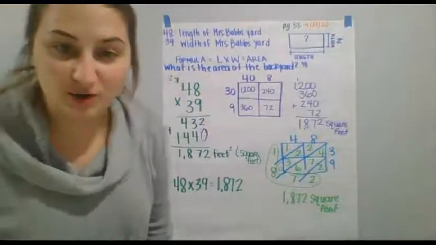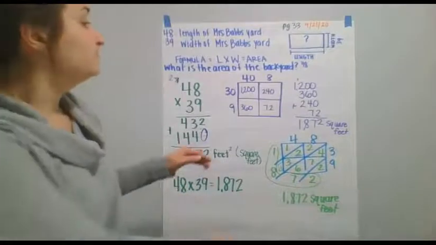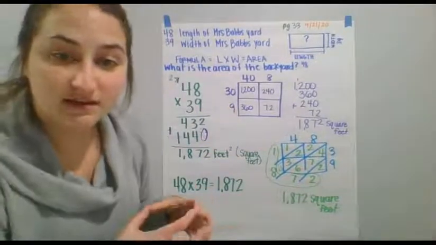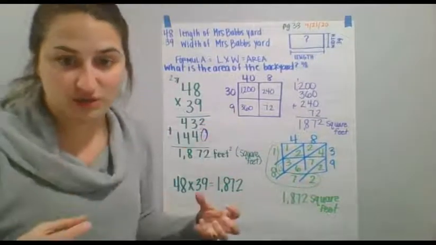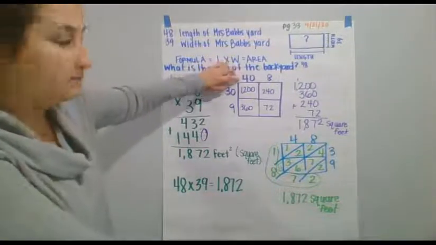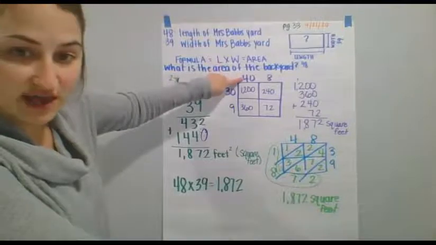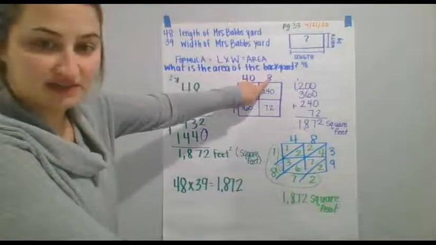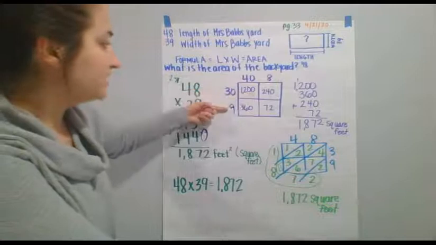Over here, we have our partial products method. Partial products is when we take one number and we break it into its different place values. So 48, the 4 in 48 represents 4 tens or 40, and the 8 represents 8 ones. And then 39 is the same.